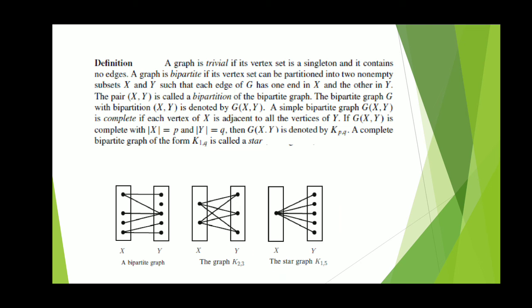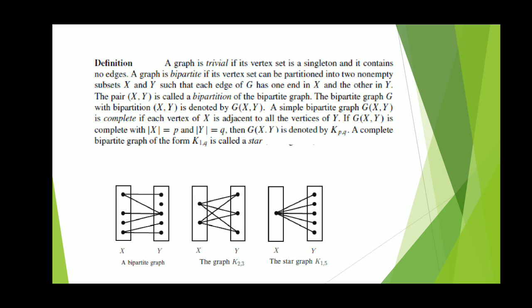Next one is a bipartite graph. A graph is trivial if its vertex set is a singleton and it contains no edges. If a graph contains a single vertex, then it is called a trivial graph. The next one, a graph is said to be bipartite if its vertex set can be partitioned into two non-empty sets X and Y, such that each edge of G has one end in X and one end in Y.